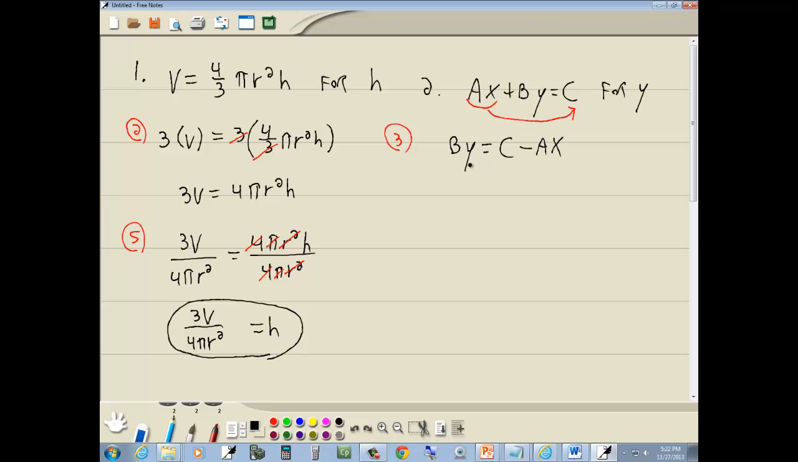So now I have everything with a y on the left side, everything else on the right side. Step 4, if the variable you're solving for is in 2 or more terms, factor it out. It's not. It's only in one term. Step 5, divide both sides by what's in front of or back of the variable you're solving for. There's nothing after it, but there's a b in front of it. So we'll divide both sides by b. And these b's will cancel. And we get y is equal to c minus ax over b.